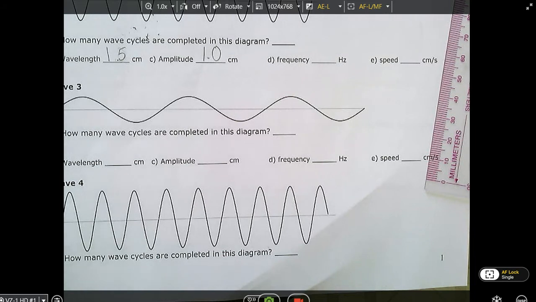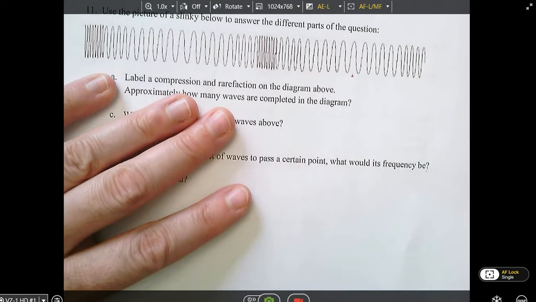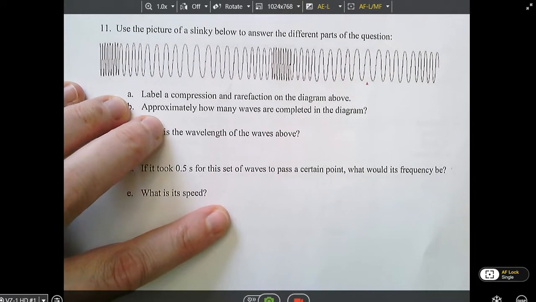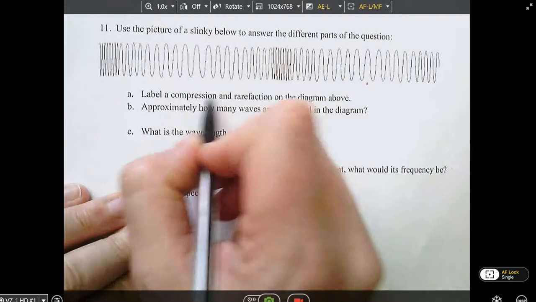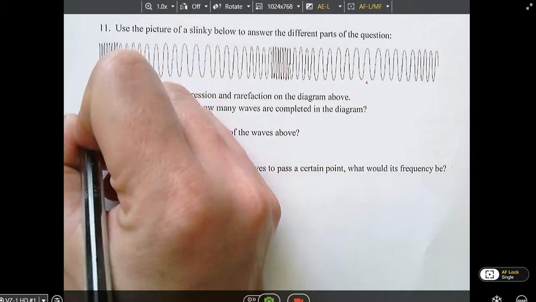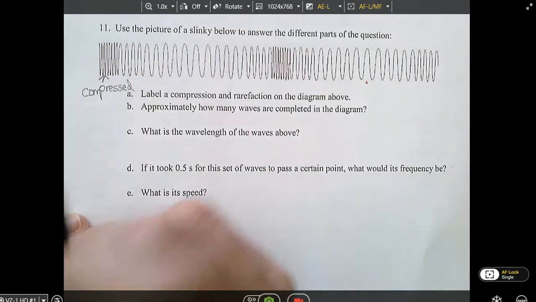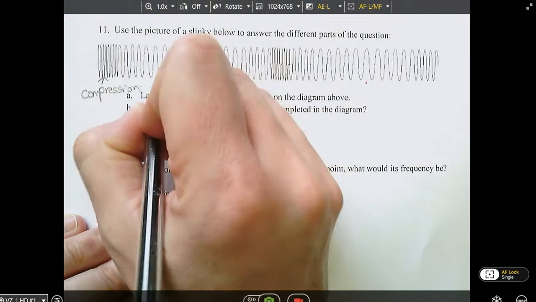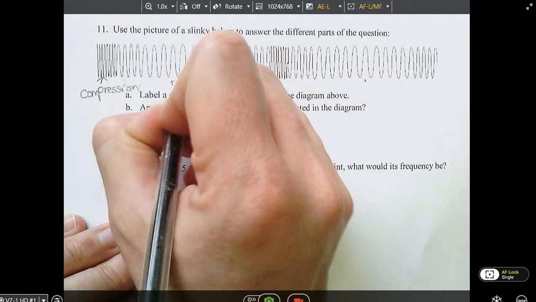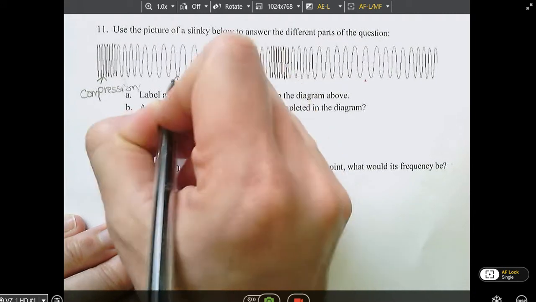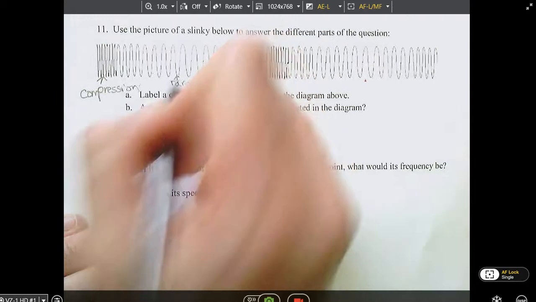Let's move on to the longitudinal wave. I'm just going to walk you through this one. So again, a wavelength. So let's go through this. So a label, a compression, and a rarefaction. So a compression would be this, where it's compressed, it's smushed together, it's being pressed, if that helps you, compression. And then rarefaction would be up right here, rarefaction. This section here is really spread out.